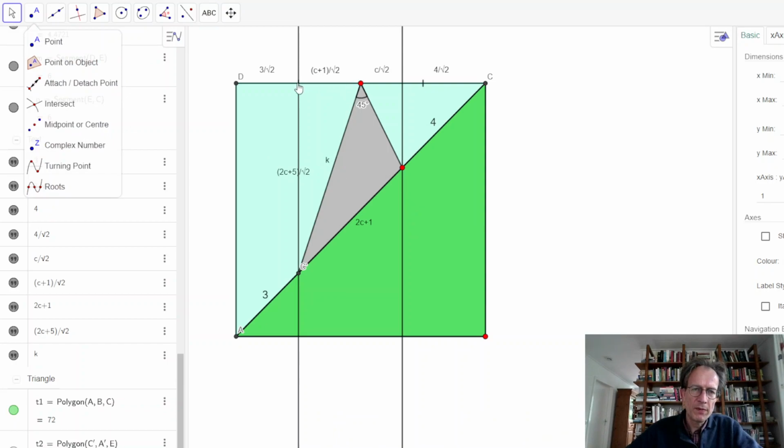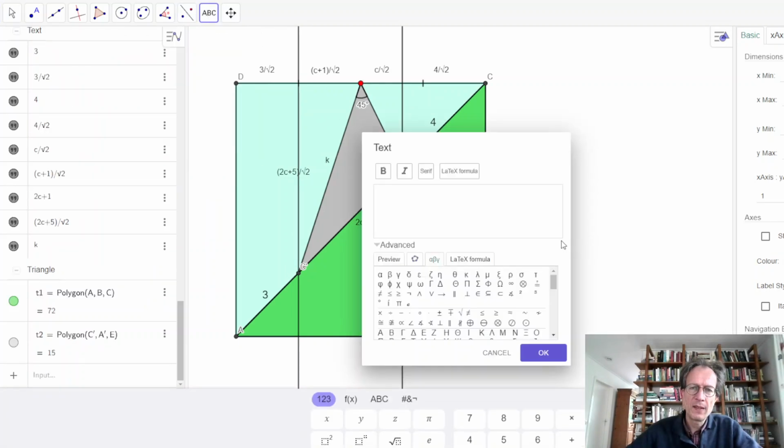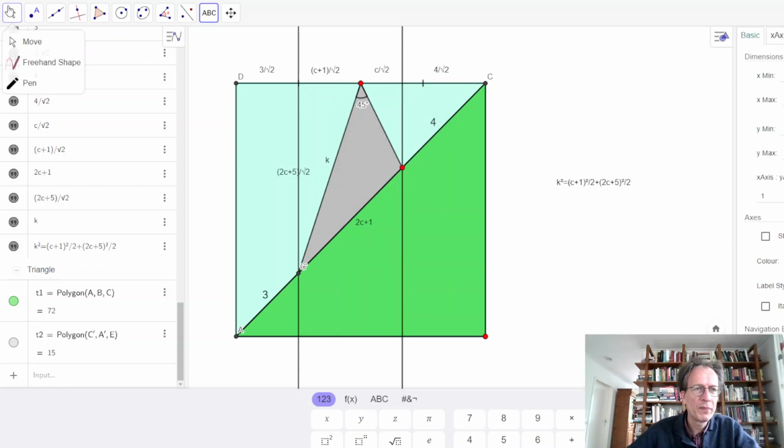First of all, the obvious thing is to use Pythagoras in this triangle. So k squared equals (c plus 1) squared divided by 2 plus (2c plus 5) squared divided by 2. That's Pythagoras.